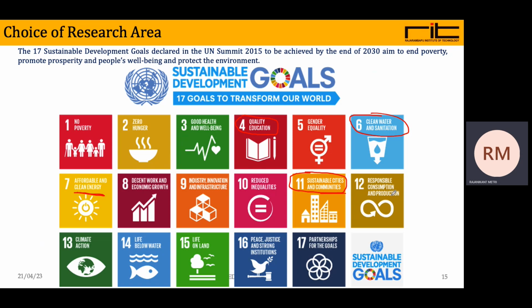Then responsible consumption and production, climate action, life below water, life on land, peace, then partnership for the goals. So these are the 17 Sustainable Development Goals, SDGs, and a researcher can take up a problem from any one of these goals and start working on it. And these will be the broader areas. So one has to again define the sub-areas in that particular field.